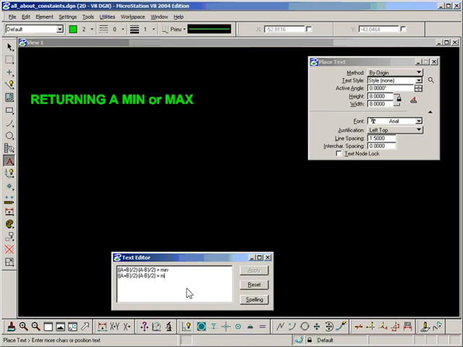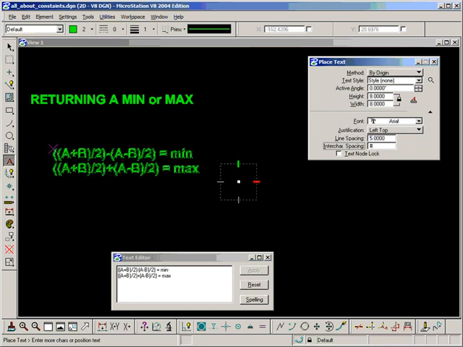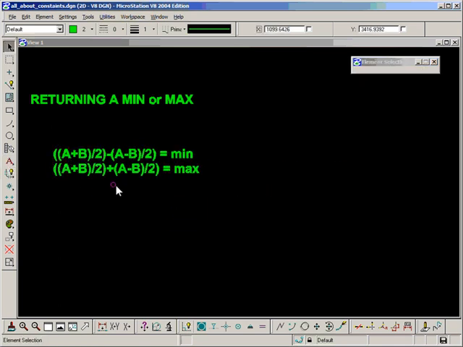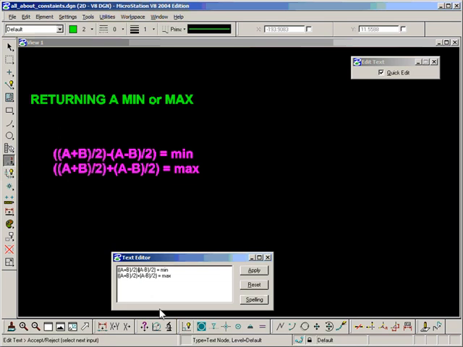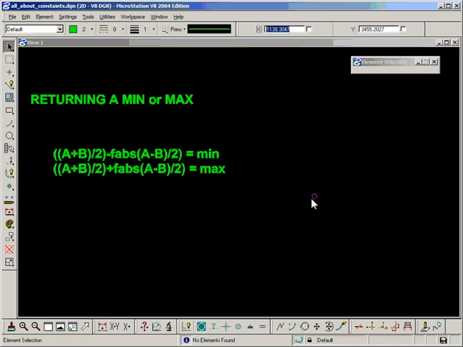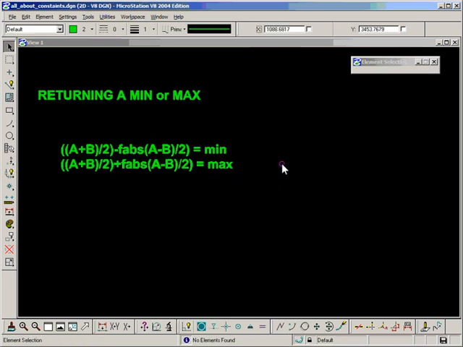And the max is we add the difference between the two of them. But of course it's not as simple as that, because we don't know which one is the greater and which one is the lesser. So we have to do a little bit more work with that. We have to use the absolute value. And that ensures that no matter which one is greater and which one is smaller, you get the correct result.